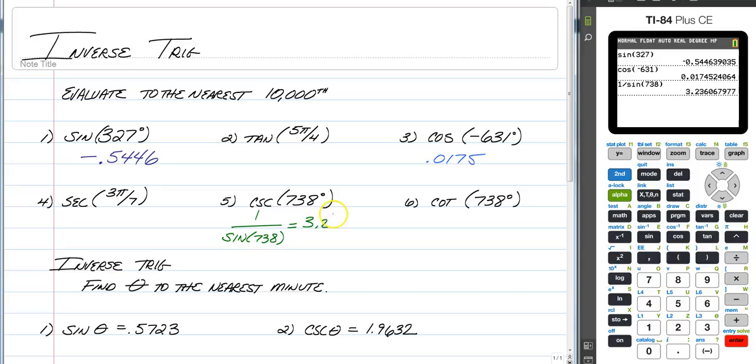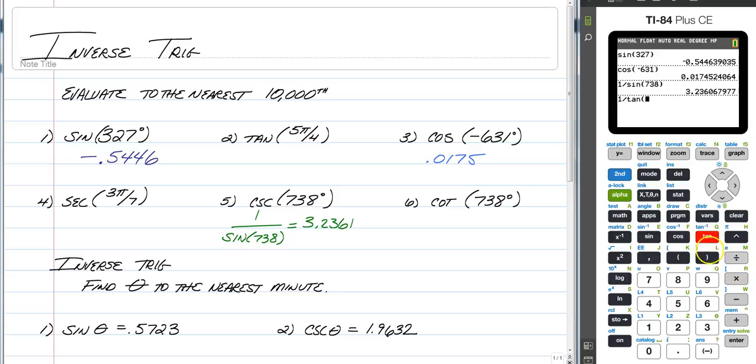Remember, sine and cosine values are always going to be less than 1, unless of course we are on the unit circle and it happens to be when we are on one of the axes. But everything else, if you take 1 divided by a decimal, it's going to give you a number bigger than 1. Okay? So for number 6, you would just have to type 1 divided by the tangent of 738.